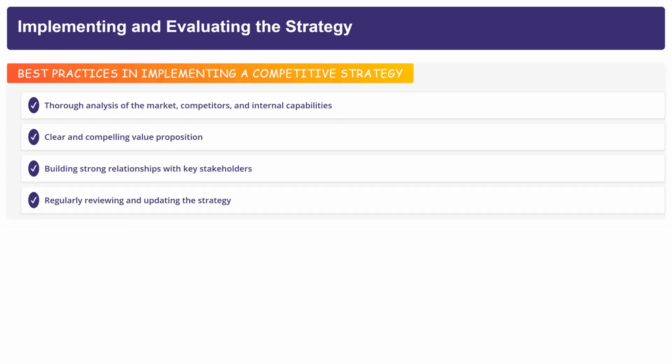Best practices in implementing a competitive strategy include conducting a thorough analysis of the market, competitors, and internal capabilities. Developing a clear and compelling value proposition to differentiate from competitors is crucial. Building and maintaining strong relationships with key stakeholders, such as customers, suppliers, and partners, is essential. Regularly reviewing and updating the strategy to stay relevant and competitive is recommended.